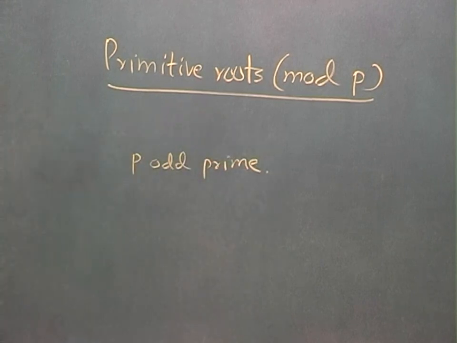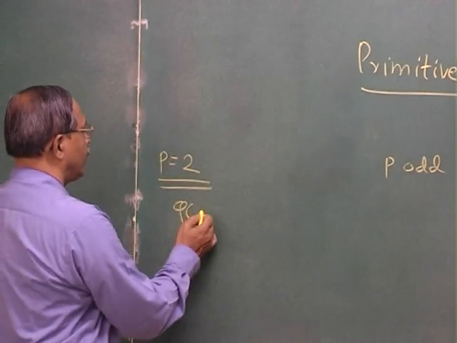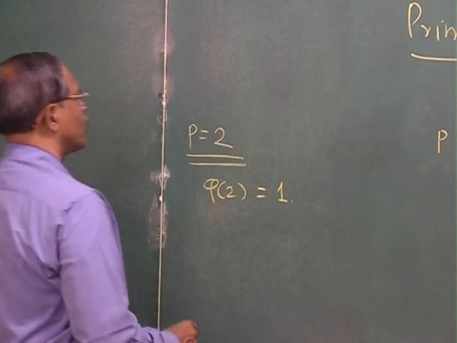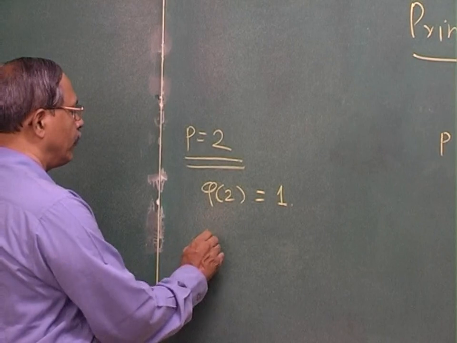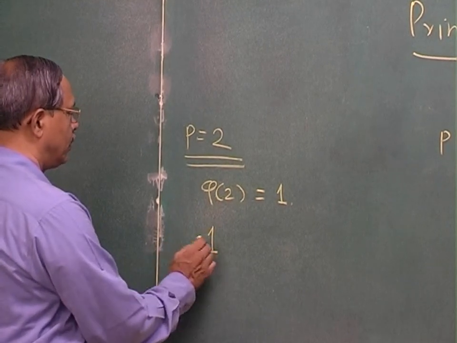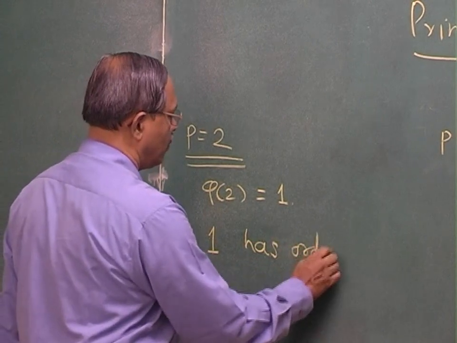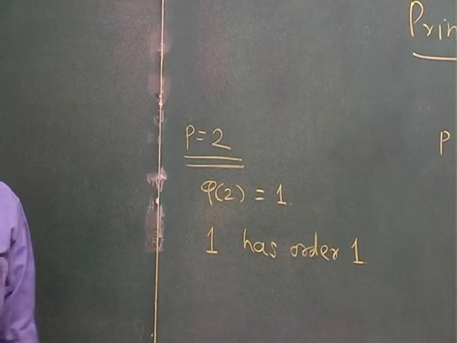If p is equal to 2, phi of 2 is 1, and we want an element of order 1, and 1 is an element of order 1. So we can say 1 is a primitive root mod p.